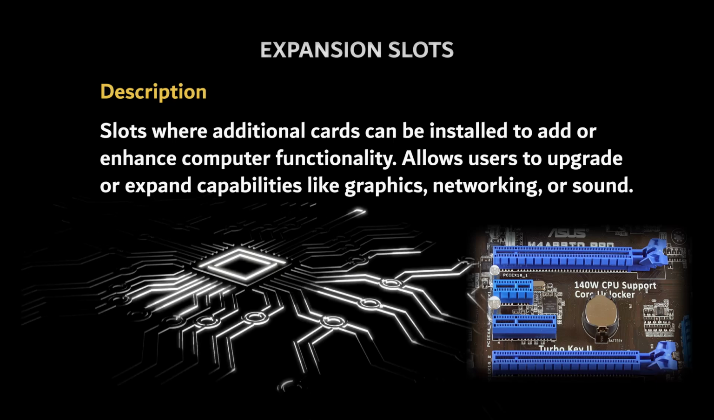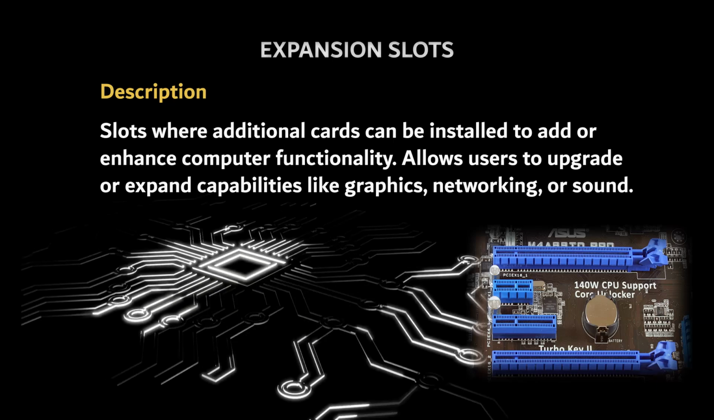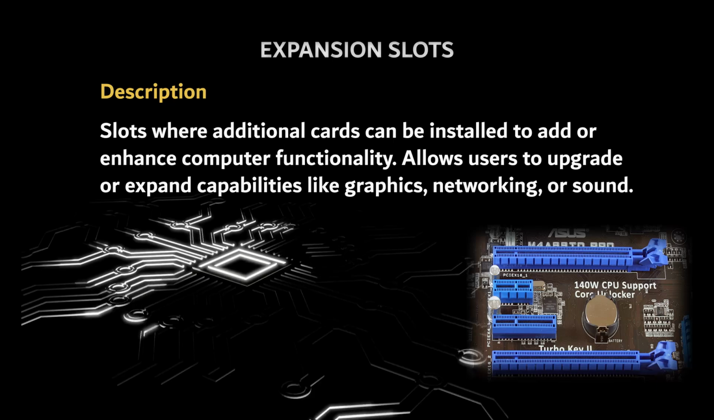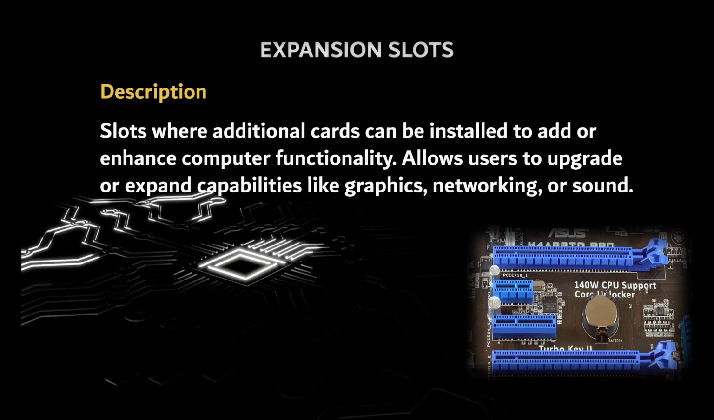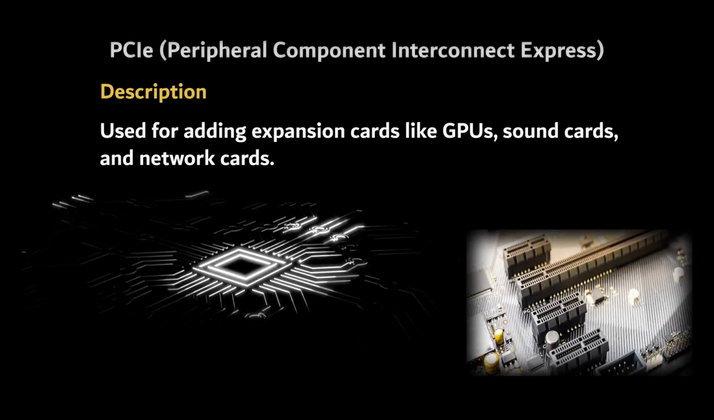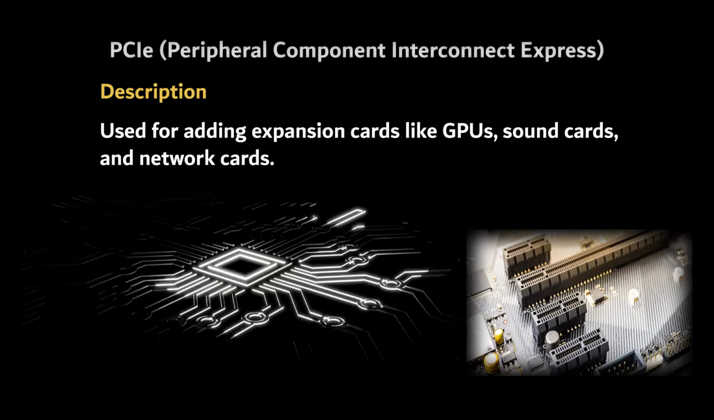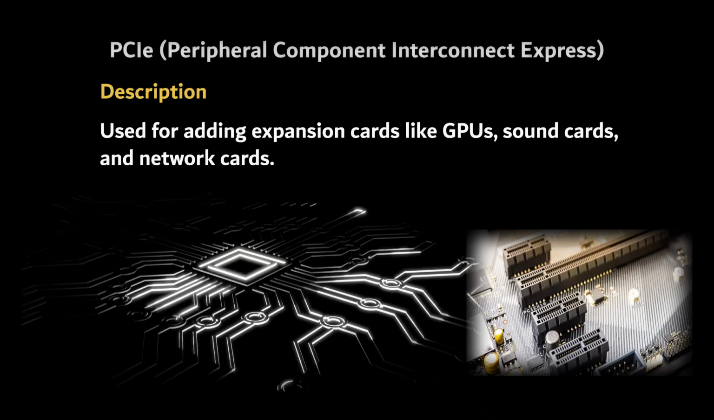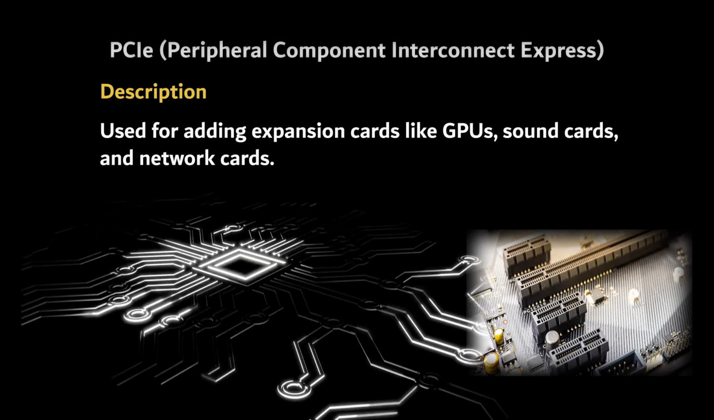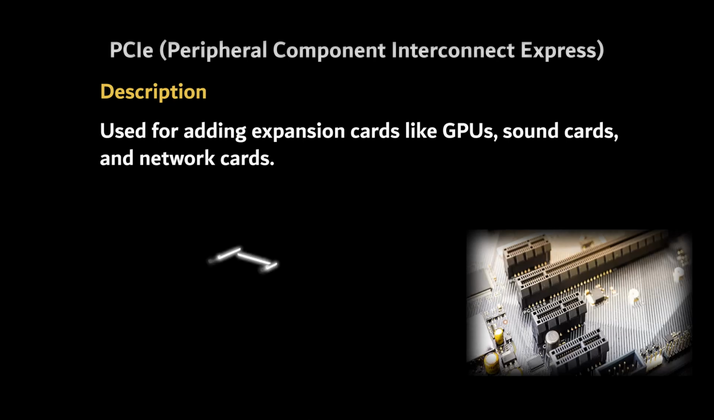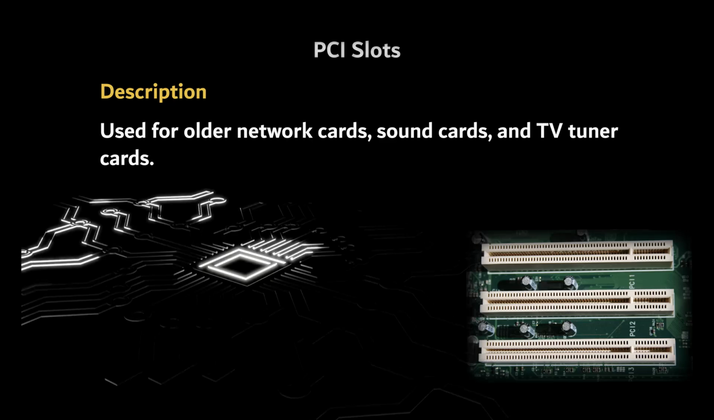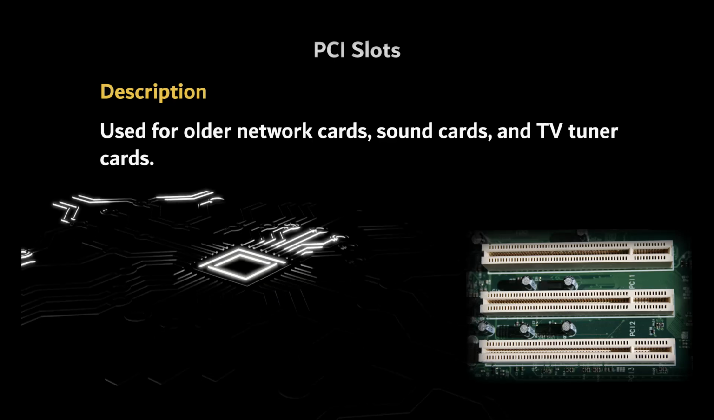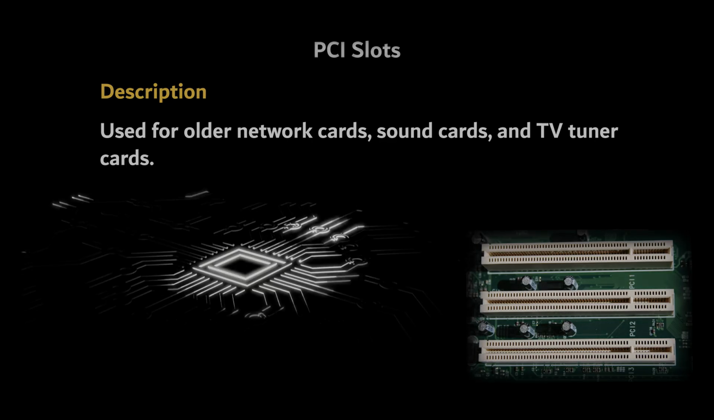Expansion slots, where additional cards can be installed to add or enhance computer functionality, allow users to upgrade or expand capabilities like graphics, networking, or sound. PCIe, Peripheral Component Interconnect Express: slots used for modern expansion cards like graphics cards, GPUs, sound cards, Wi-Fi cards, and NVMe storage adapters. PCI: slots used for older network cards, sound cards, and TV tuner cards.